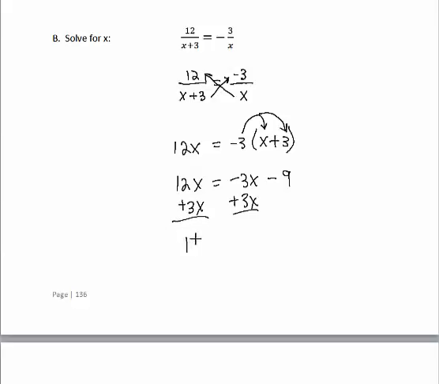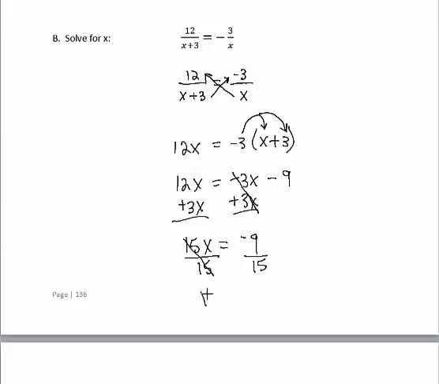12 plus 3 is 15 x equals negative 3 plus 3 cancels these terms out. I'm left with the negative 9 on the right. And at this point, to get my x by itself, I divide by 15.